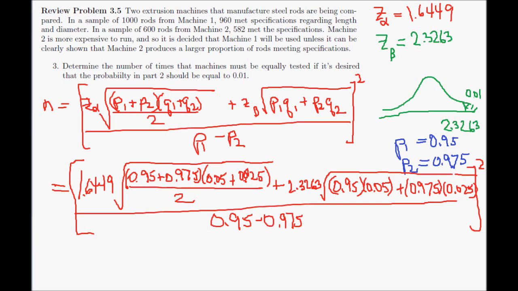And then doing the arithmetic, this works out to be 1,816.86. And so rounding up, we get the n value should be 1,817. So that is the number of tests that must be done for each one if we want the value of beta to be equal to 1%.